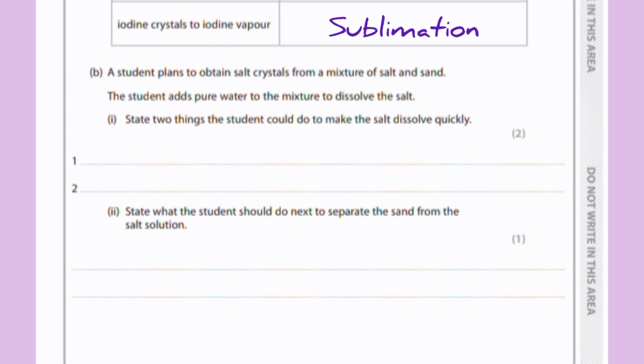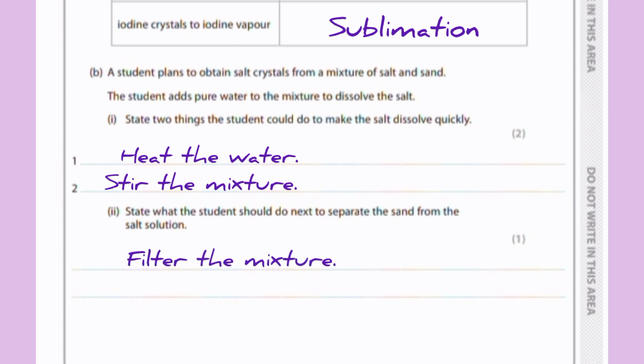B. A student plans to obtain salt crystals from a mixture of salt and sand. The student adds pure water to the mixture to dissolve the salt. Part 1. State 2 things the student could do to make the salt dissolve quickly. For that, we can, number 1, heat the water, and number 2, stir the mixture. Part 2. State what the student should do next to separate the sand from the salt solution. Now the sand is an insoluble solid, and in salt solution the salt has dissolved. So to remove the insoluble solid, we have to filter the mixture.